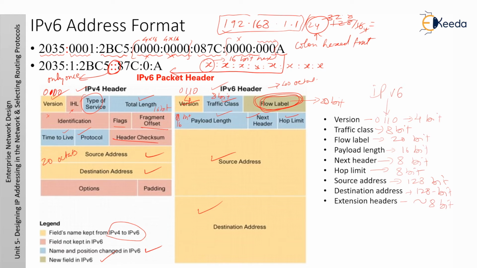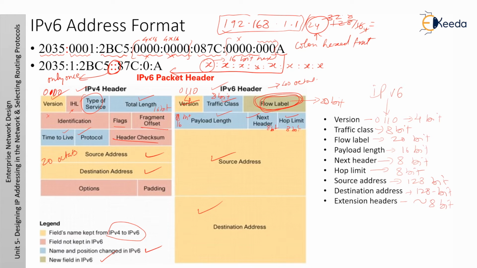Now come to next header. Next header is an 8-bit field, and this is also 8-bit long. The value of the 8-bit field determines the type of information that follows the basic IP version 6 header. It can be transport layer information such as Transmission Control Protocol or User Datagram Protocol, or it can be an extension header. The next header field is similar to the protocol field of IP version 4.